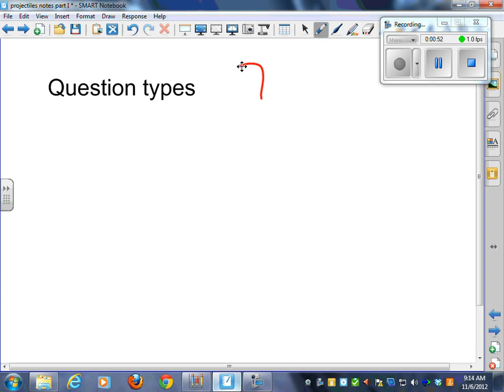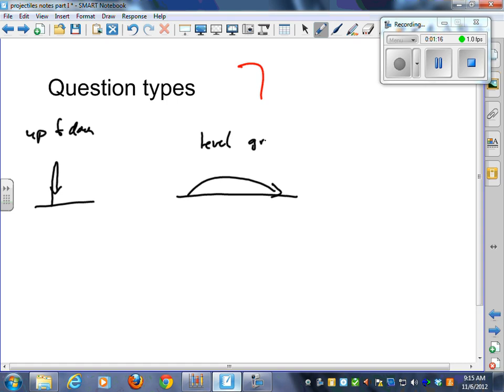Okay. And the first one is simply up and down. And you've actually dealt with those ones in grade 11 already. Okay? Things that are thrown straight up and then come straight back down. Okay? So that would certainly be considered an easy one. Straight up and down. Okay? There would also be projectile on level ground. So projected straight out on level ground.